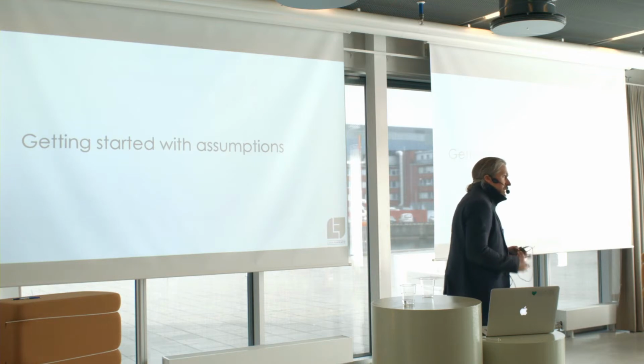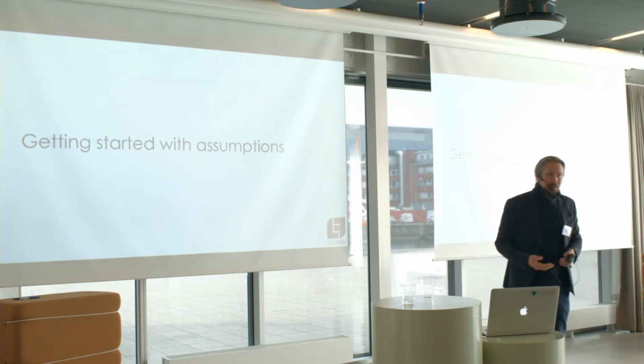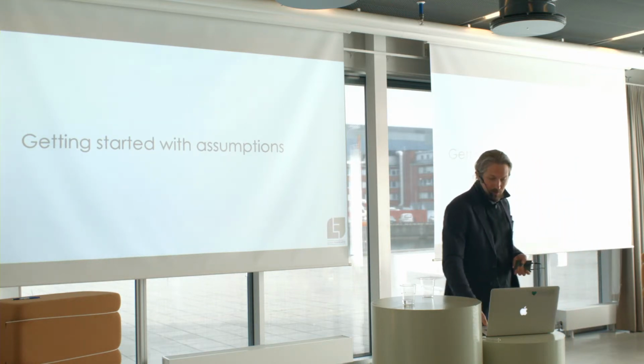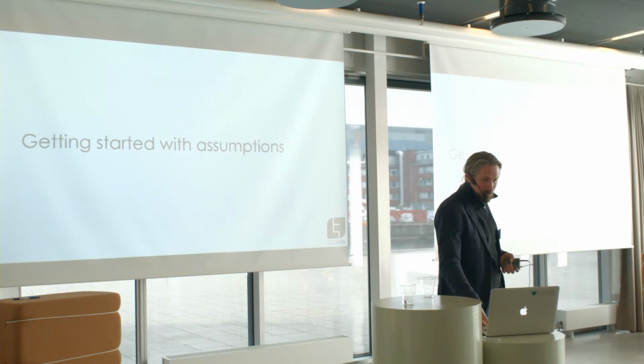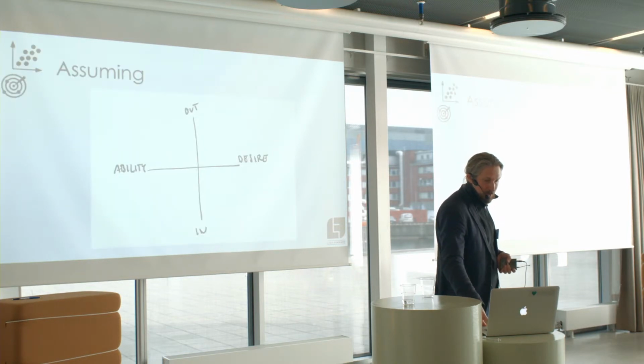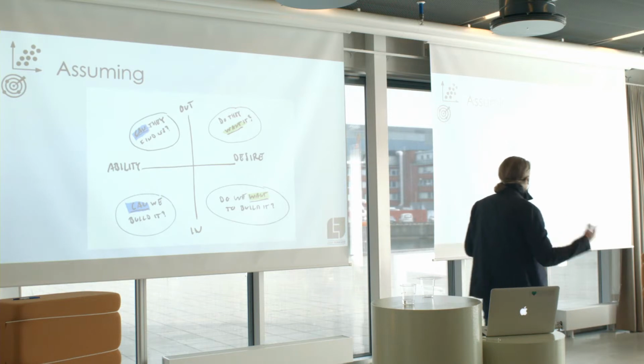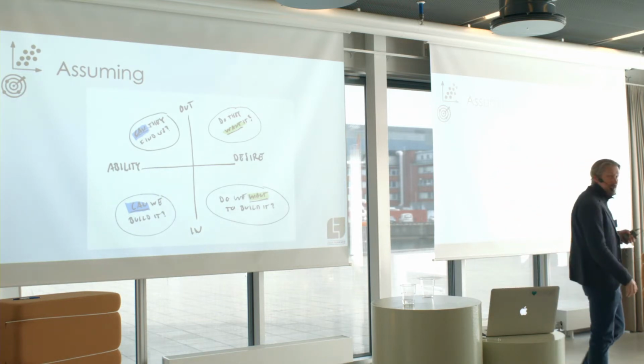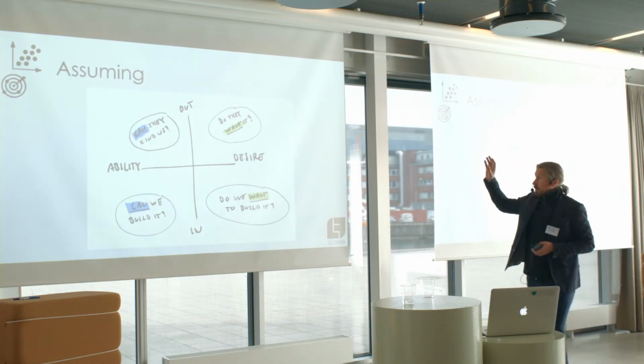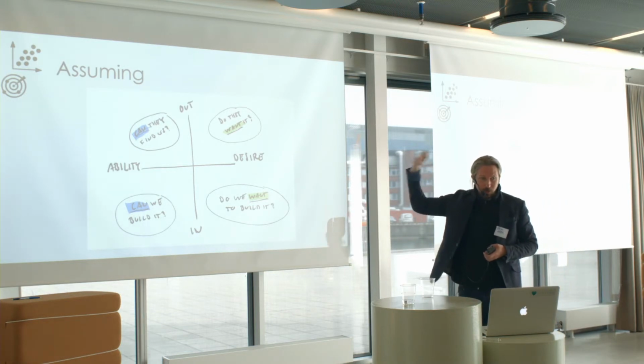And if you haven't worked with assumptions before, it's a good way to get started. It's a simple model that we call the risk circle. And it started out like this, basically a 2x2 with 4 fields. On the top you have your customers or your outside.